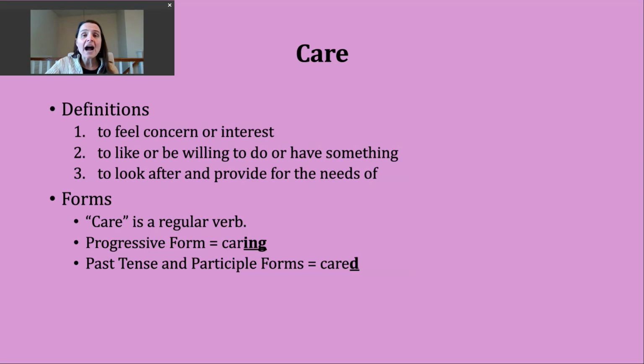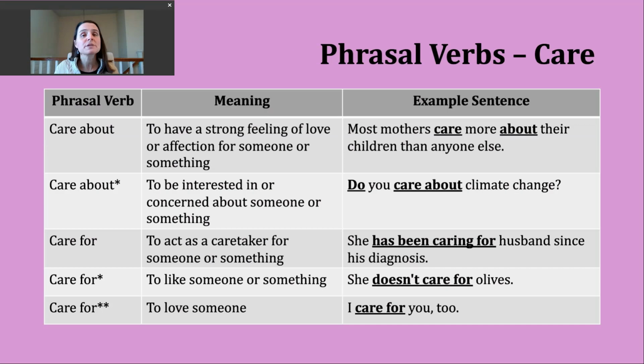Okay. Now, I think it's most common for you to actually hear this verb care used in conjunction with prepositions, so as a phrasal verb. Let's take a look now at some common ones you might hear. The first is to care about. Okay. This phrasal verb is used to mean that someone has a strong feeling of love or affection. Again, either for a person or group of people or something.